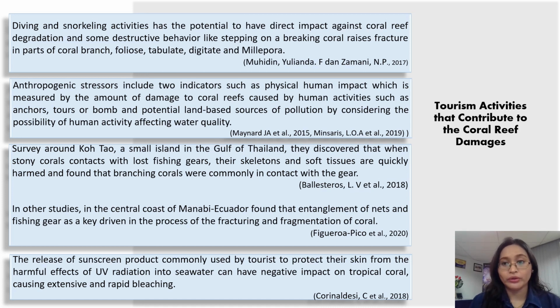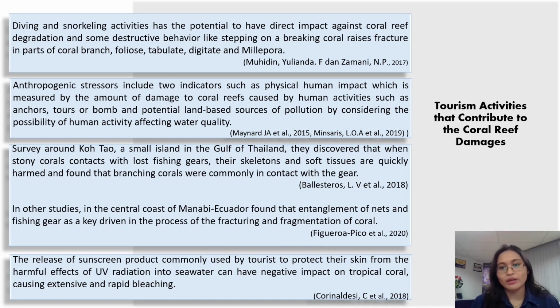Tourism activity that contributes to the coral reef damages. According to Muhyiddin 2017, diving and snorkelling activity has the potential to have a direct impact on the coral reef. And a study by Minot 2019 mentioned that anthropogenic sensors include two indicators such as the physical human impact, which is measured by the amount of damage to coral reef caused by human activities such as the anchor, the tour or bomb, and potential land-based sources of pollution by considering the possibility of human activity affecting the water quality.